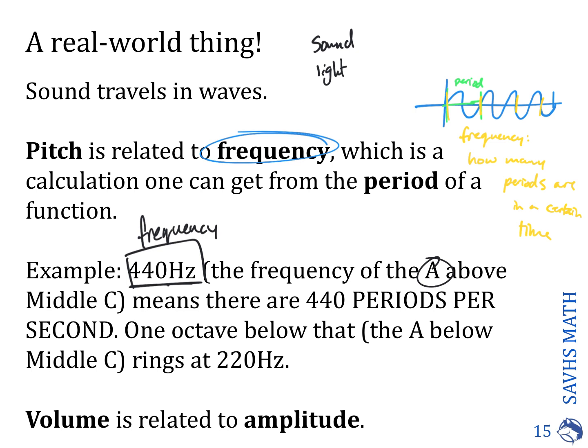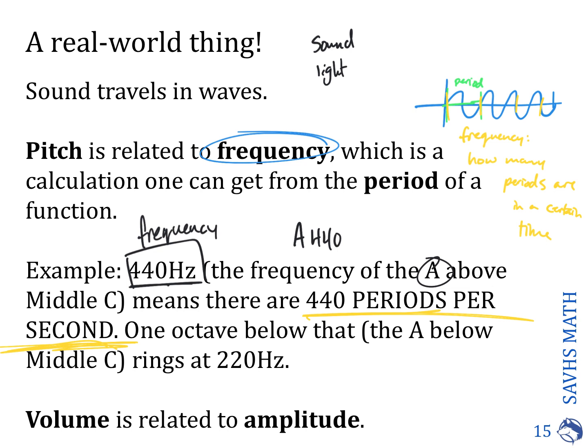Okay, so the frequency of the A above middle C is 440. We often say A 440 to explain that frequency. What that says is there are 440 periods per second. And so the frequency is about how many times that sine function or cosine function goes up and down and back to the spot where it started in the time that it gives you. So this is in seconds.